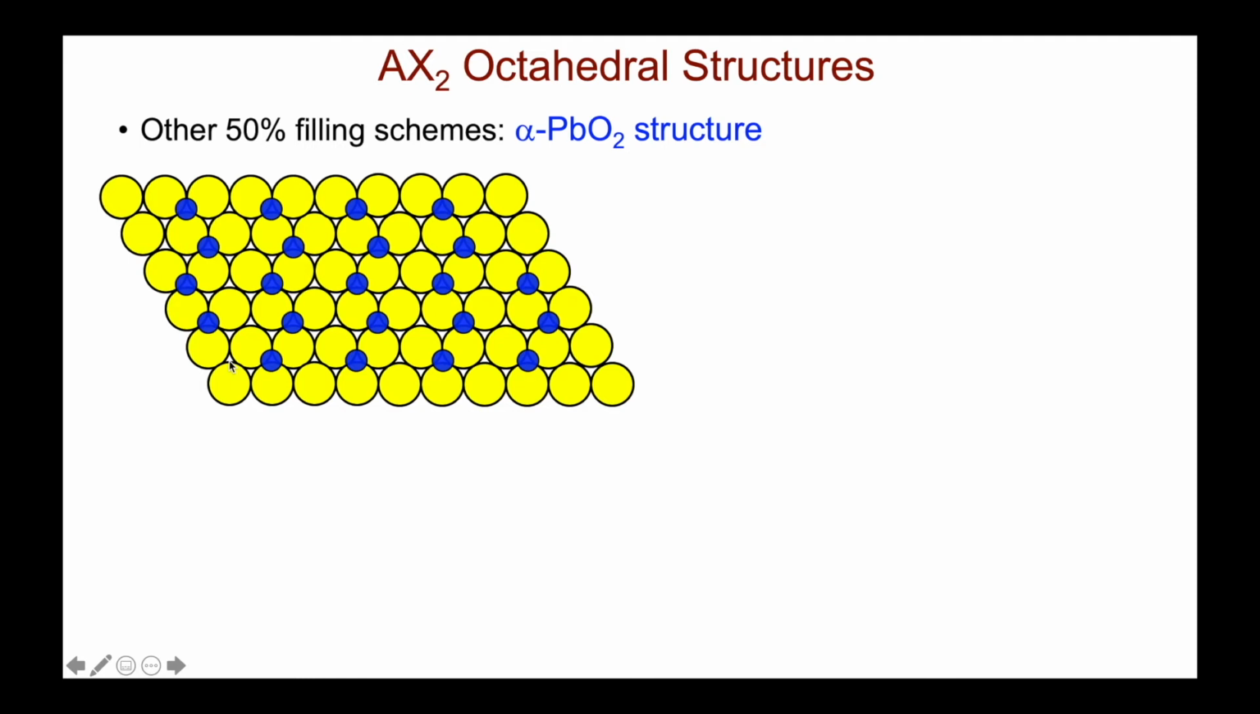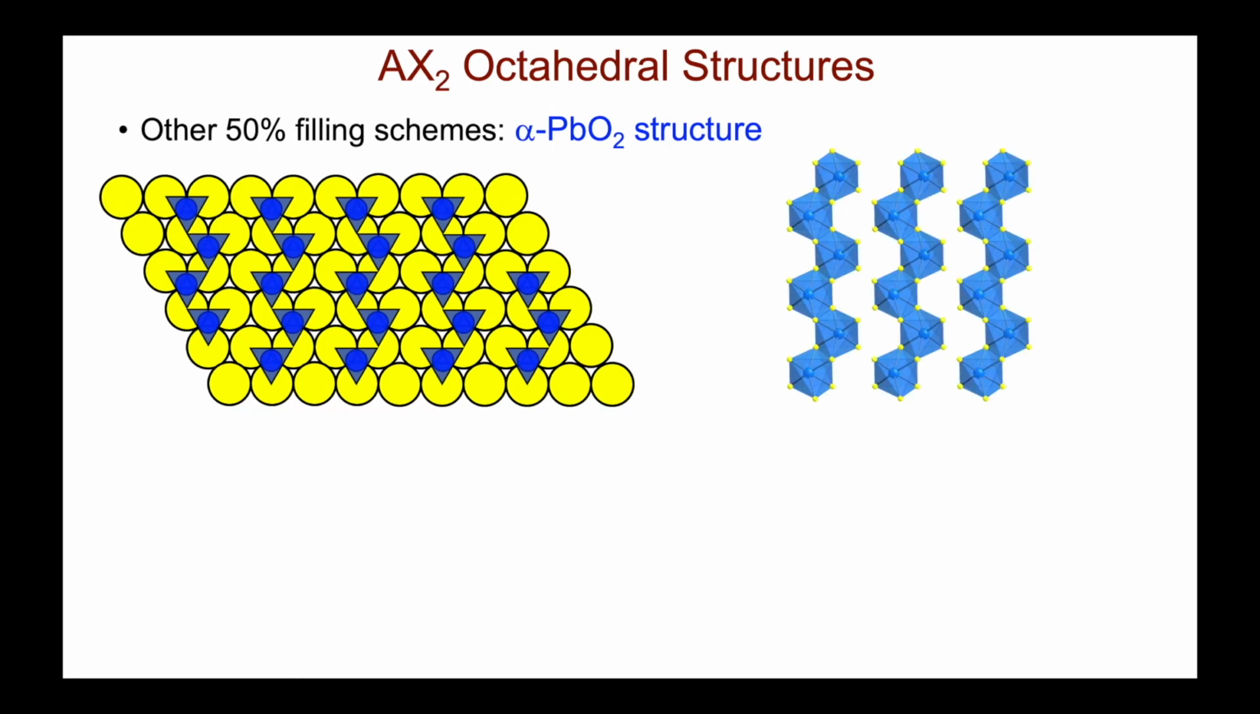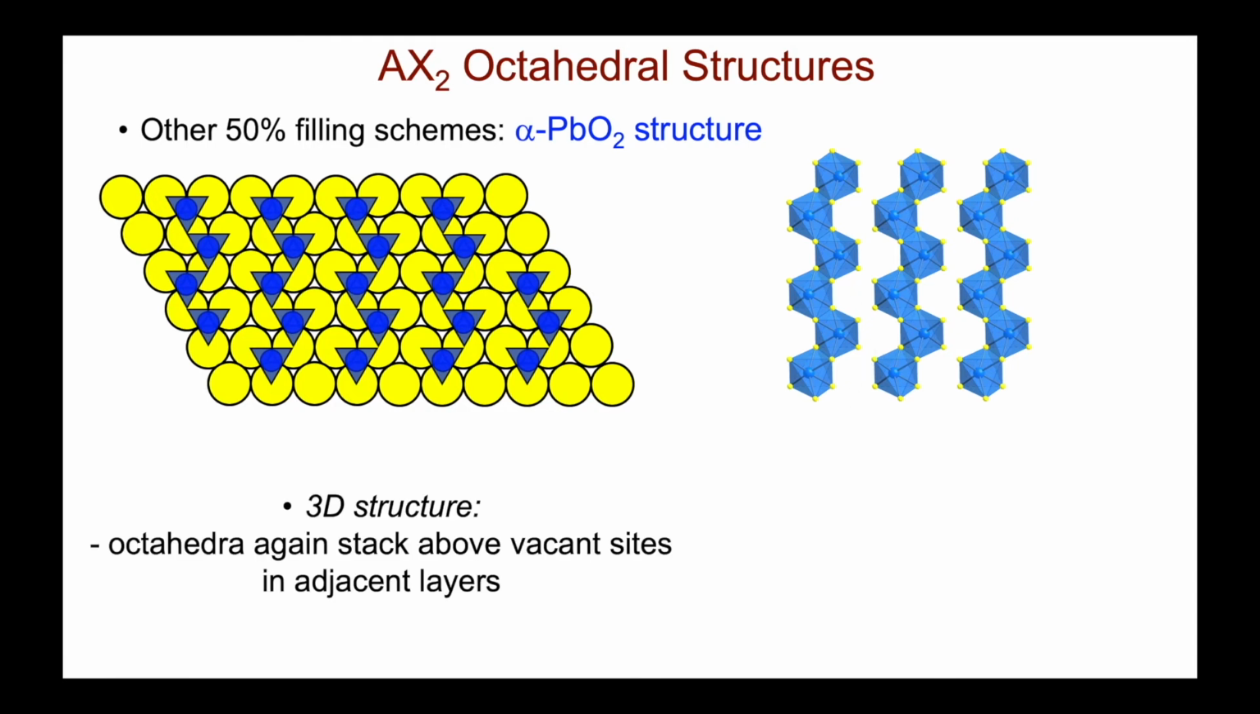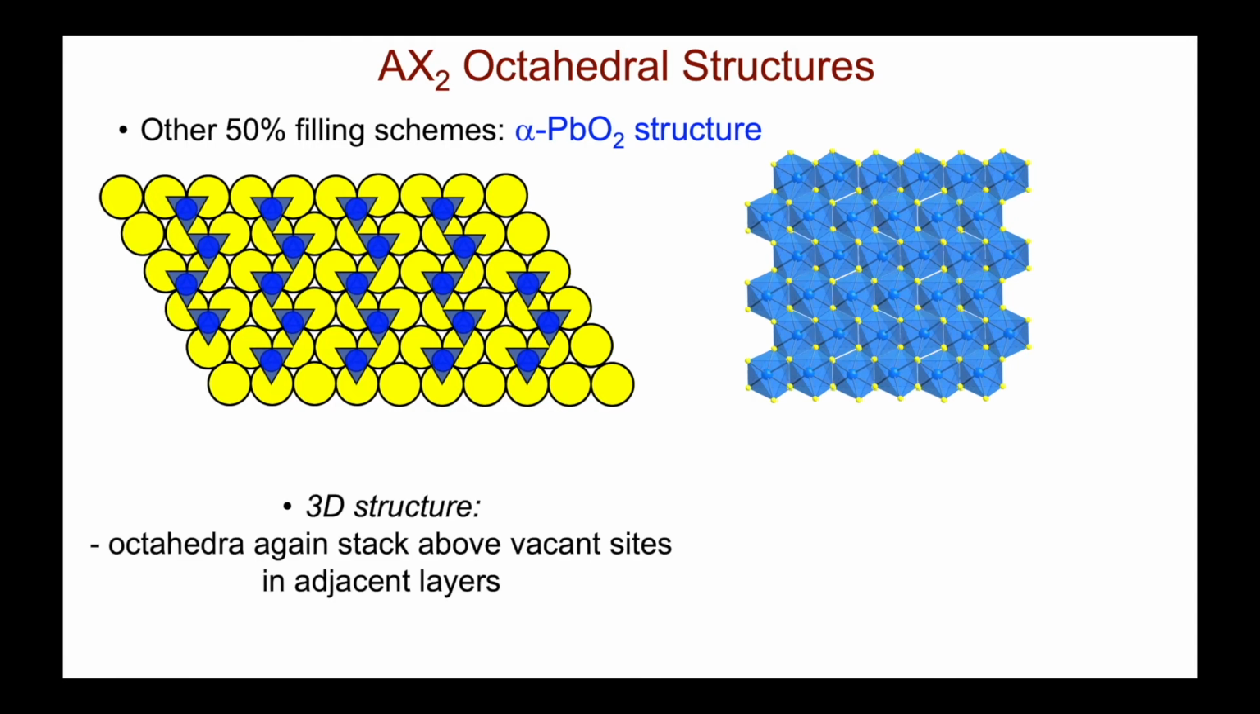This is the arrangement in the so-called alpha PbO₂ structure. Let's go to our polyhedral view, shown here. So now I get these zigzagging edge-shared octahedra, separated by a zigzag row of vacancies. And when I build up the 3D structure, the next layer on top goes on top of these vacant positions, just like we had before, shown here.